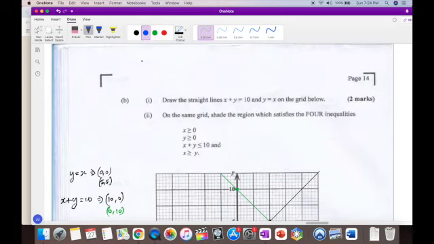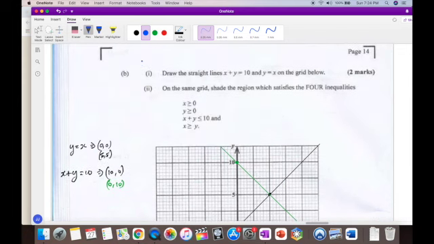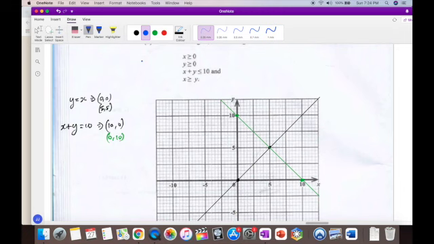So now let's see. That's 2 marks there. Wow, that's a lot of stuff for 2 marks. On the same grid, shade the region which satisfies the 4 inequalities. Okay, so I have 4 inequalities here, and I want to know which region satisfies all 4 of them.